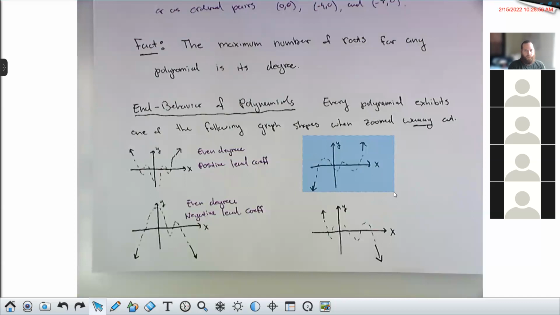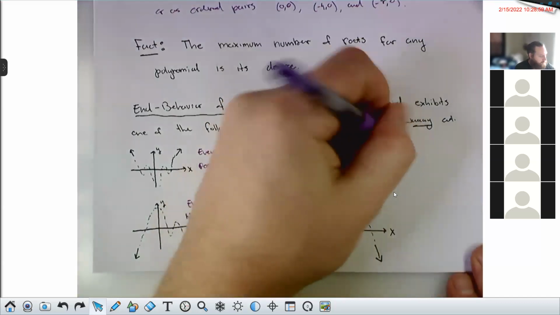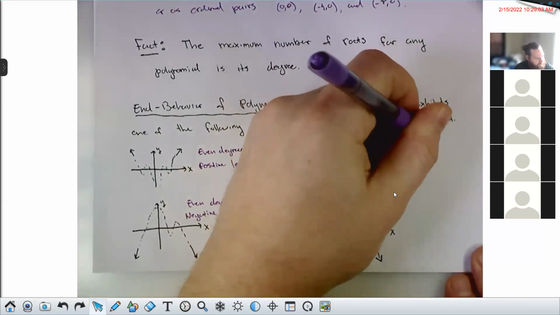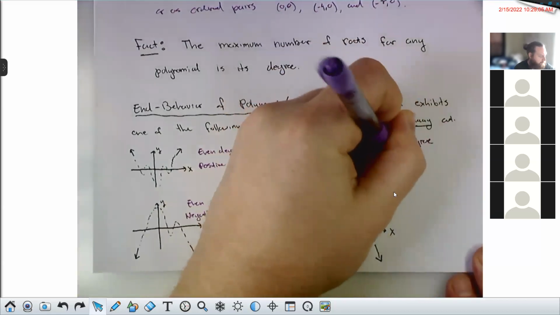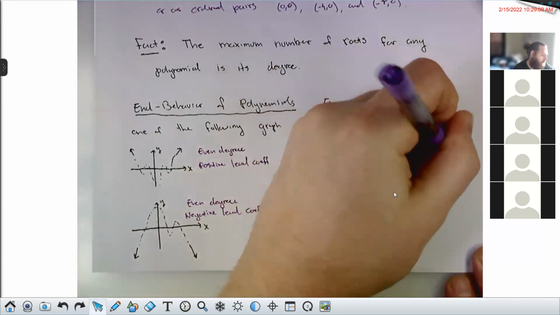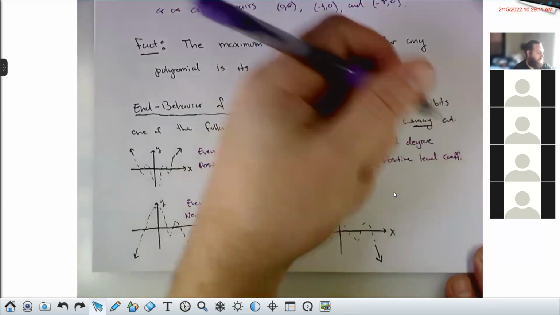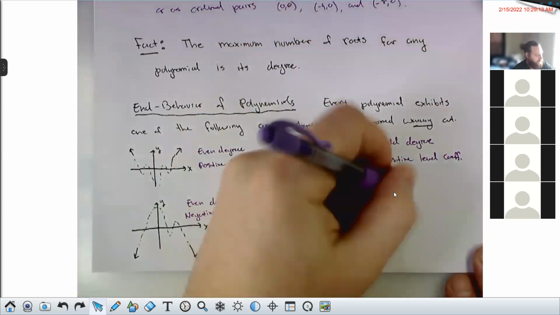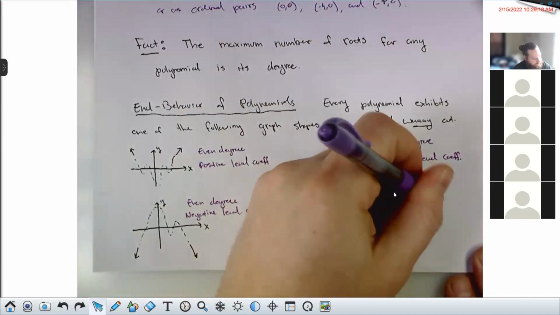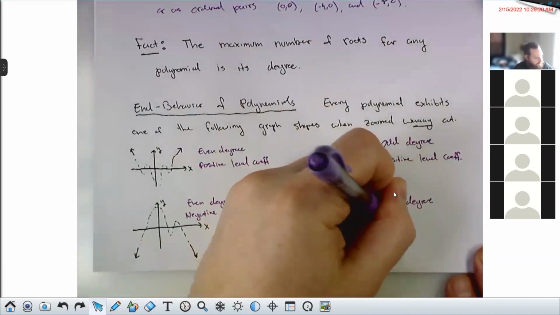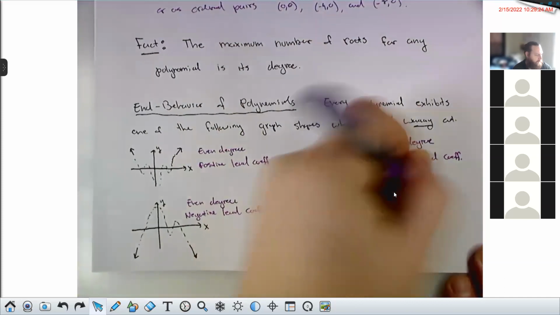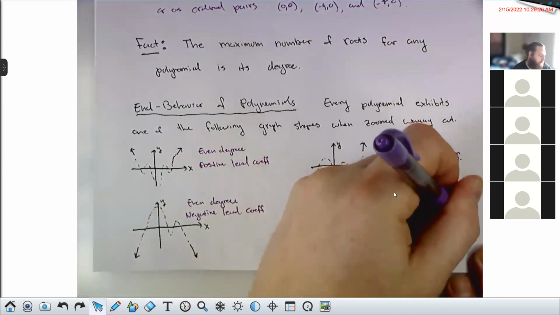This one going down on the left and up on the right is associated with an odd degree and a positive lead coefficient. And this last one is odd degree and negative lead coefficient.